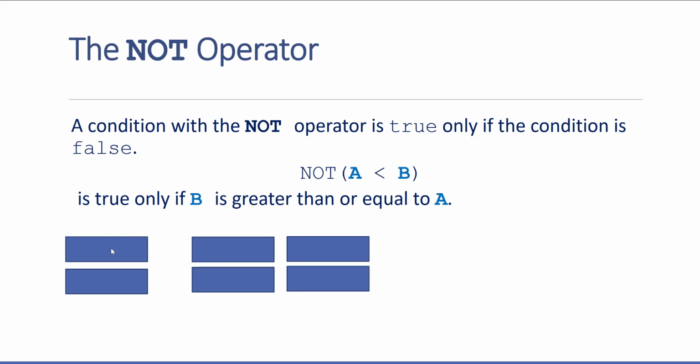So let's look at an example. I know this sounds kind of squirrely, but if you just read it out loud, it kind of makes sense. So if A is 15 and B is 25, let's say, the first thing I'd look at is A less than B.